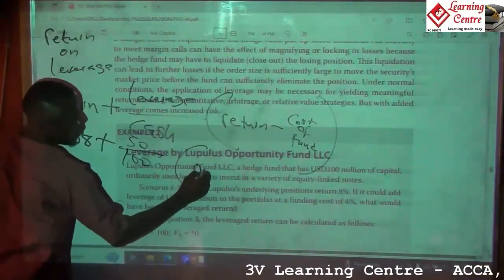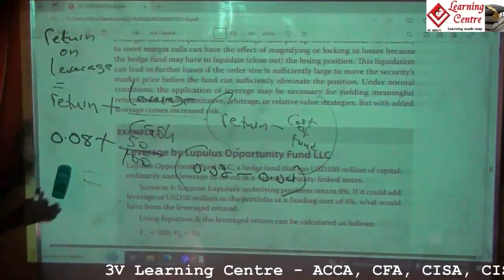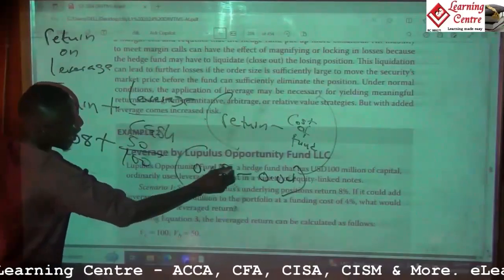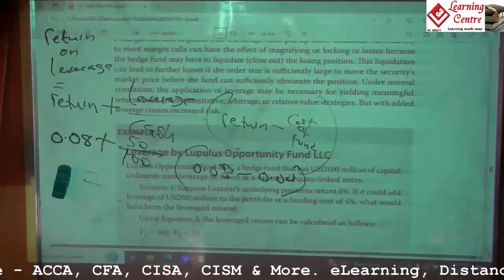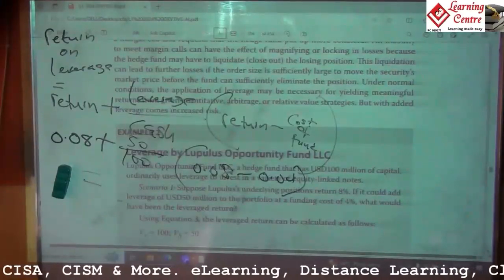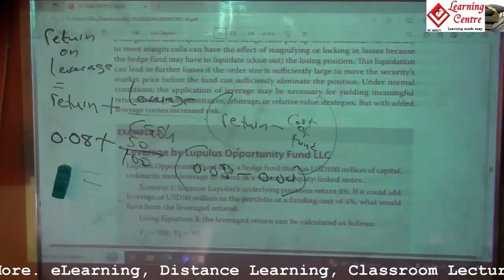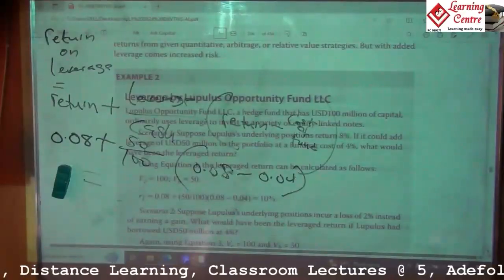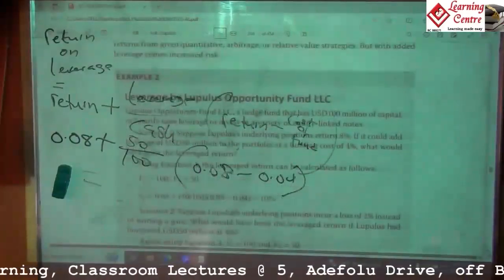What is our return here? 0.08. Cost of funding is 0.04. So what's our answer? Instead of looking at the formula in the curriculum and struggling, I have simplified it for you here. Now what's the answer? 10%. Okay, 10%. Sweet. That's it. Just understand the formula. So let's do scenario 2.